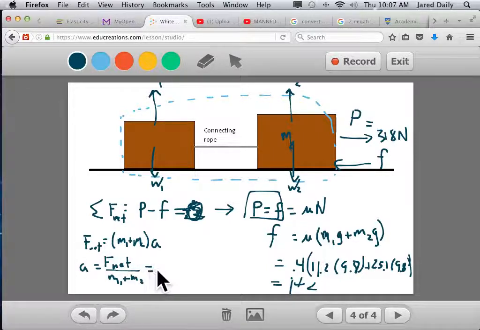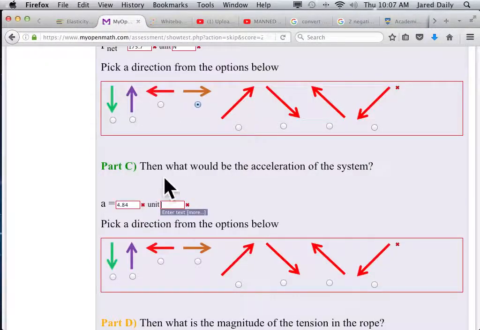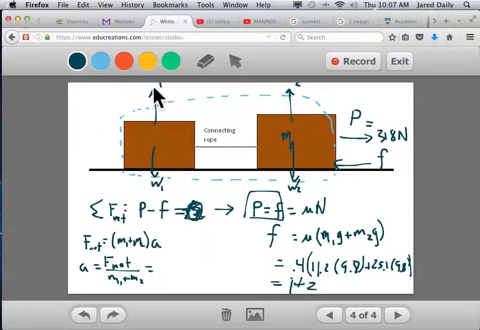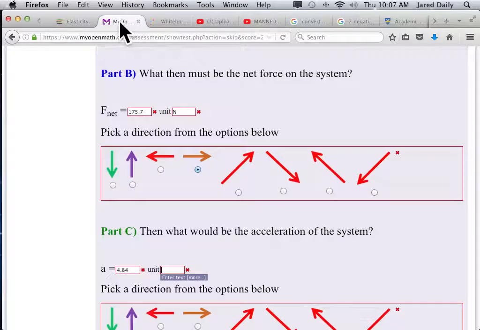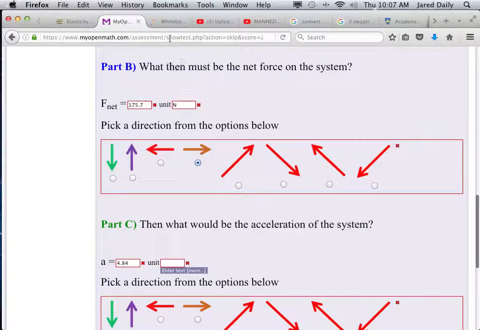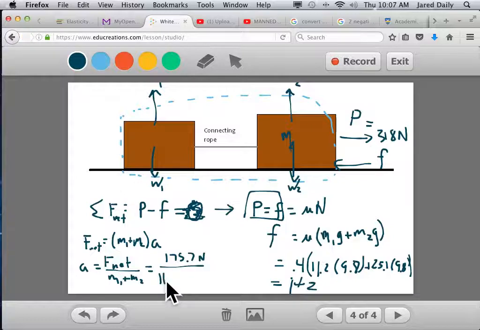In our case, our net force is 318 minus 142, which was 175, 170 something, whatever it was. Let's go back here and look at it. 175.7. So I take the 175.7 newtons and divide by mass 1 plus mass 2, which is 11.2 plus 25.1.